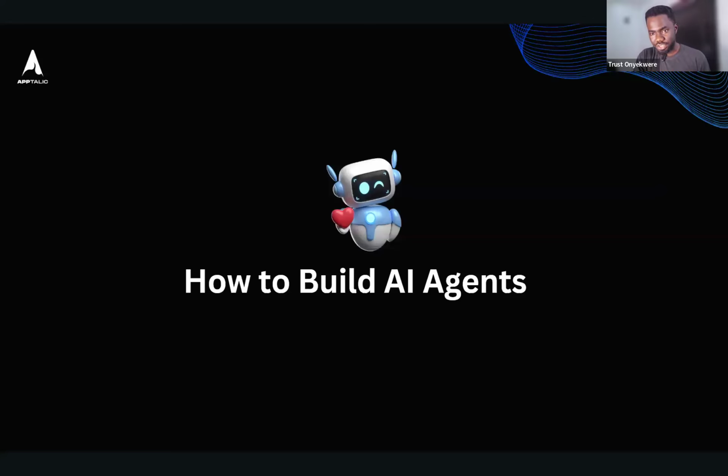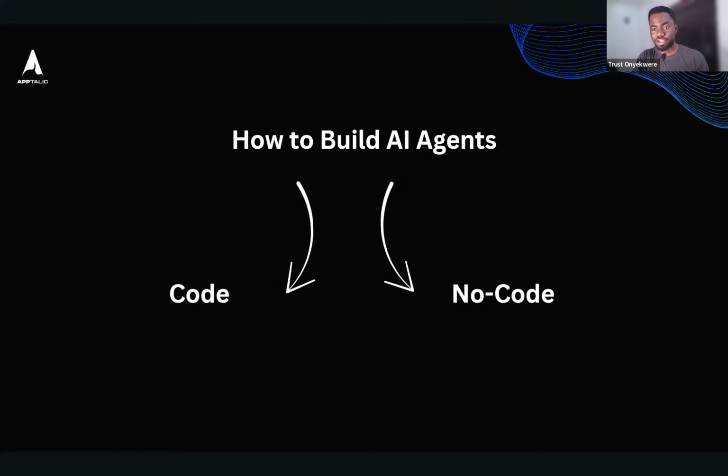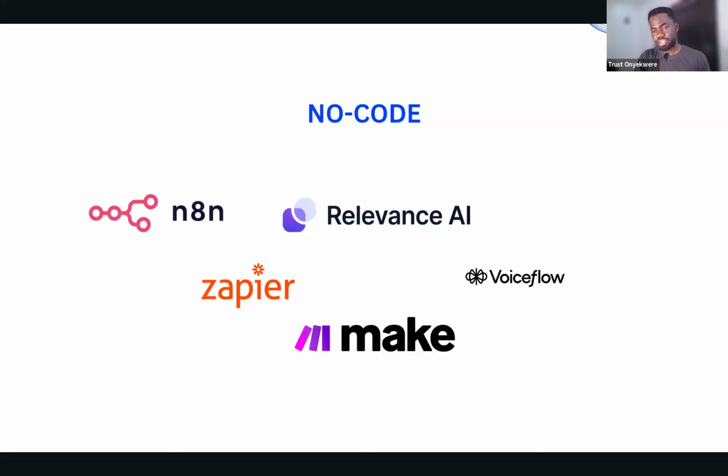Now, how do we build agents? There are two ways we can build agents: the code side and the no-code side. You can choose to build agents by writing programming code. Now, let's take a look at building agents with no code, which is where these tools come in.